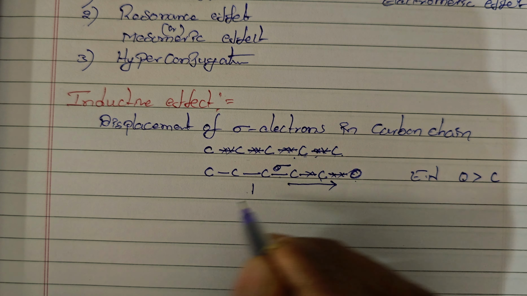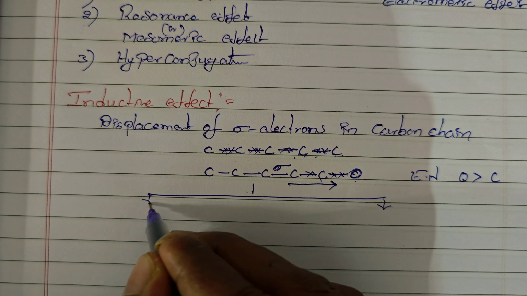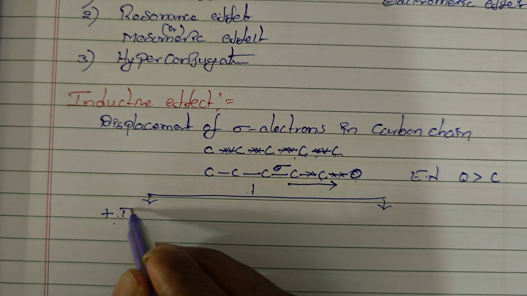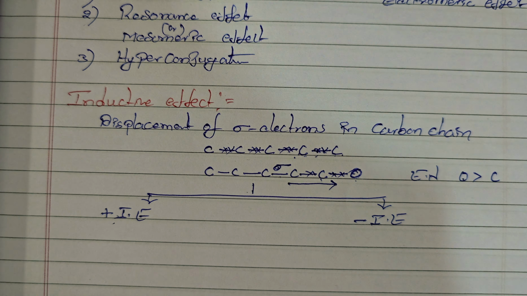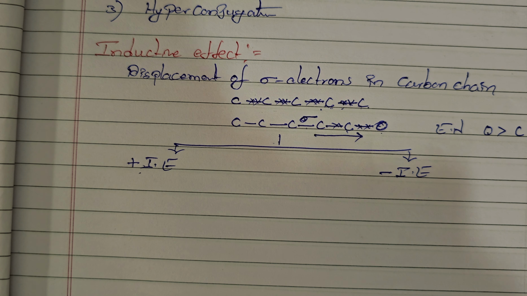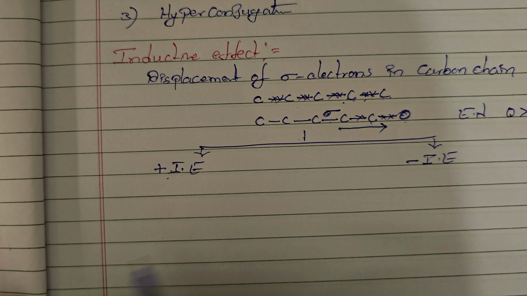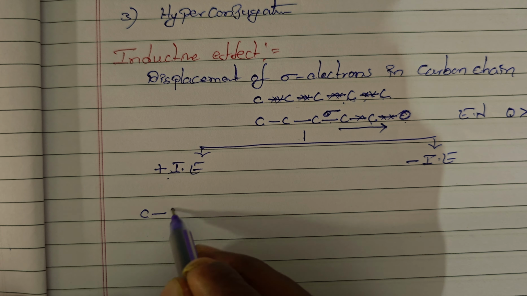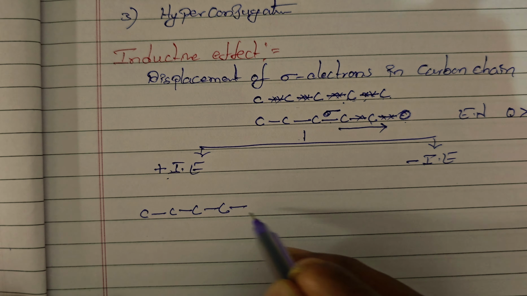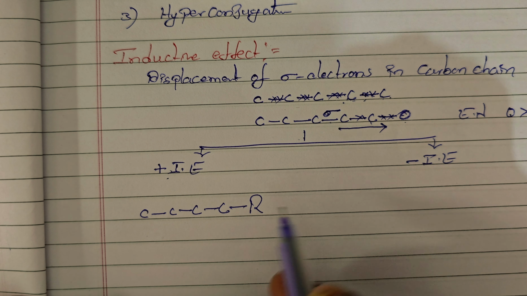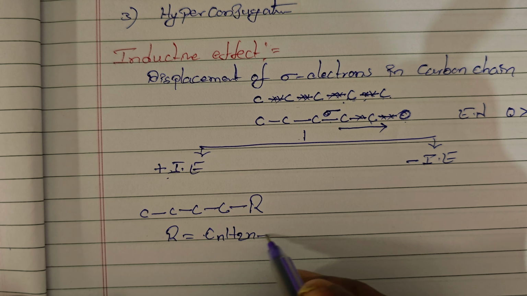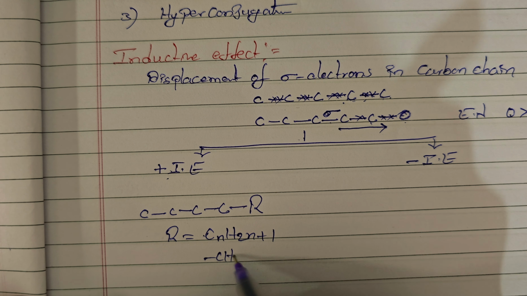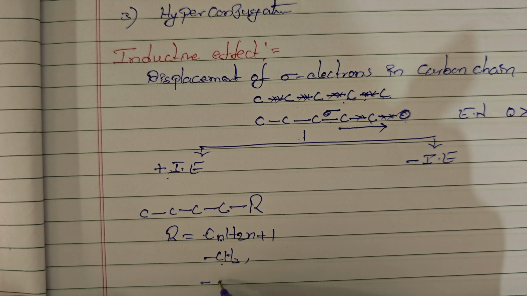But here the inductive effect is of two types: plus inductive effect and minus inductive effect. What is plus inductive effect? What is minus inductive effect? Look, plus inductive effect means, for example, an alkyl group is connected to the carbon chain. Alkyl group means CnH2n+1. In the place of n, take 1, that is methyl. In the place of n, take 2, that is ethyl.